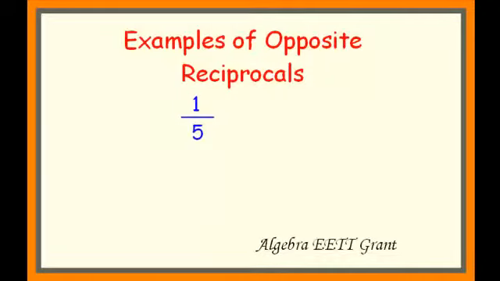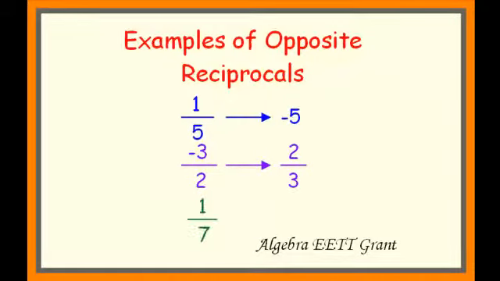Let's look at a couple of other examples of opposite reciprocals. So if I start with 1/5, if I find its opposite reciprocal, in other words, I flip the fraction, I change the sign, the opposite reciprocal of 1/5 would be -5. The opposite reciprocal of -3/2 would be 2/3. And the opposite reciprocal of 1/7 would be -7. So in all of these examples, what I did was I flipped the fraction and then I did its opposite sign. So if it starts positive, the answer will be negative. If it starts negative, the answer will be positive.